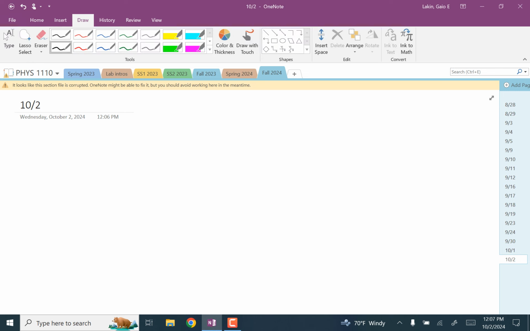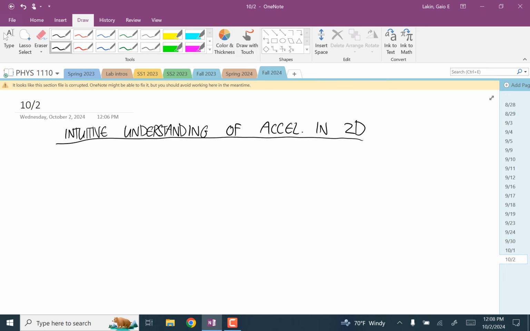So I want to say something about intuitive understanding of acceleration in 2D. This is pretty much the topic that we covered in lab last week, but this is going to be a big thing in the class, and I want to get it in your notes here. So I'm going to start by talking about acceleration in 1D, and then we'll extend that to 2D.